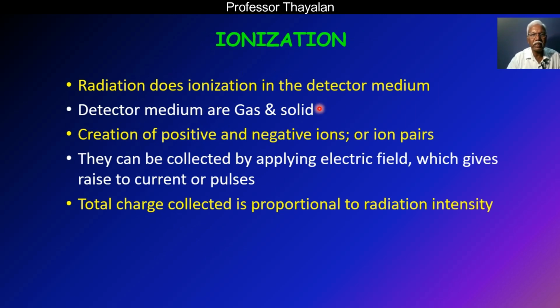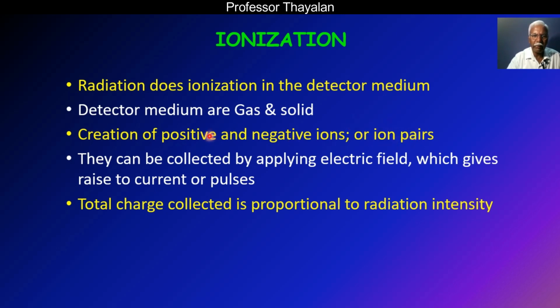Let us see one by one how the detectors work on various principles. First, let us take ionization. What is ionization? Ionization is the removal of an electron from a neutral atom. So radiation can cause ionization in the medium we use in the detector. These detector media are mostly in the form of gas or a solid medium. Once radiation causes ionization, it creates positive and negative ions in the medium, generally called ion pairs. These ion pairs can be measured.